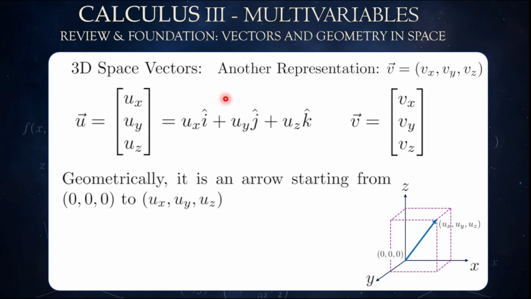3D space vectors: you have u equal ux, uy, uz. In this case, we have 3 components instead of 2. Another representation is u equal uxi plus uyj plus uzk, where i, j, k are the 3 unit vectors for the x, y, z axes respectively. v equal vx, vy, vz. Also another form is v equal (vx, vy, vz) within parentheses. Geometrically, it is an arrow starting from 0, 0, 0, the origin of the 3D axes, to ux, uy, and uz, just like the illustration in the bottom right of this picture.